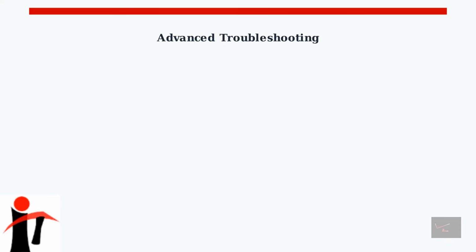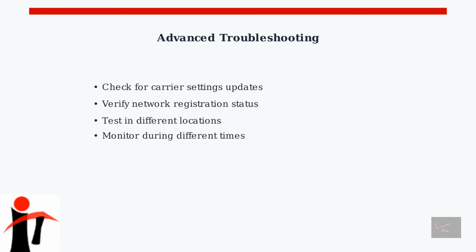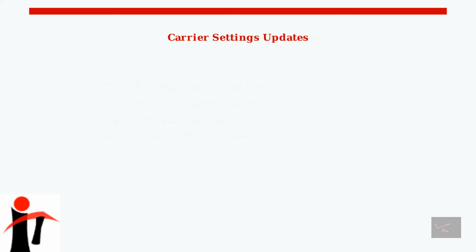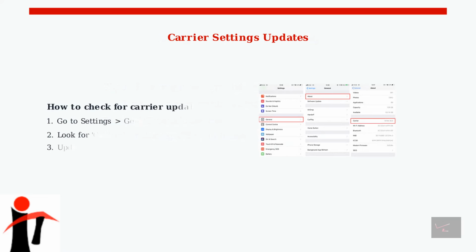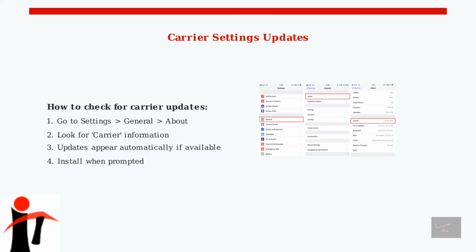When basic troubleshooting steps don't resolve the "Called Party Temporarily Unavailable" error, the issue often requires more advanced solutions. Modern network problems are increasingly software-related rather than hardware-based. One of the most effective advanced solutions is updating your carrier settings. These updates contain important network configuration information that helps your device communicate properly with Verizon's network infrastructure.